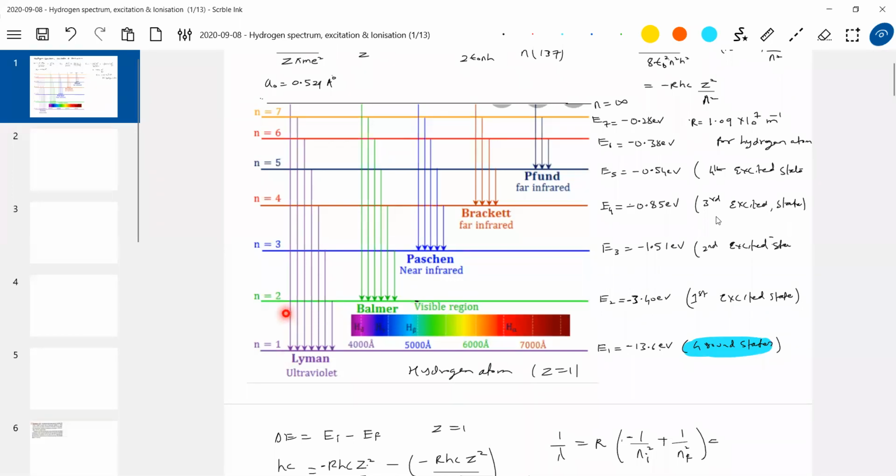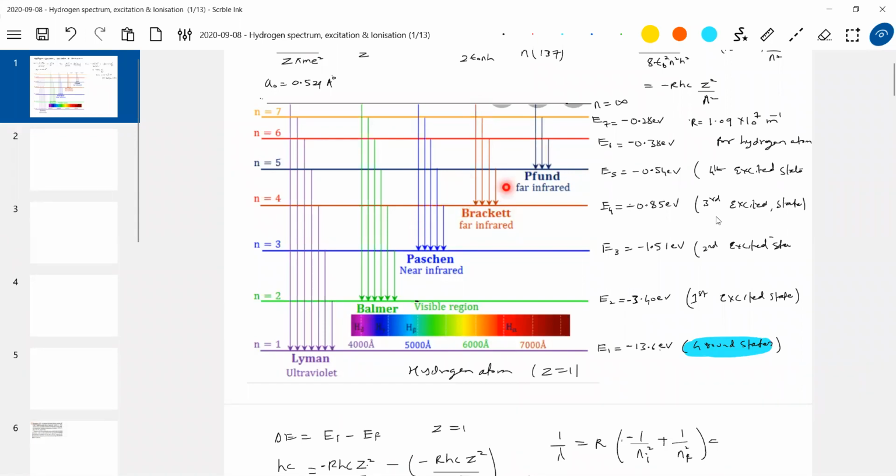So sorry, lower than that, not possible. They're called a series limit here. The word series limit is broadly shortest, longest, first line, second line. These are the different ways of expressing this, the names they're given. Third line of Brackett series means the transition will take place from n equal to 7 to 4. Fourth line of Brackett series means from n equal to 8 to 4.